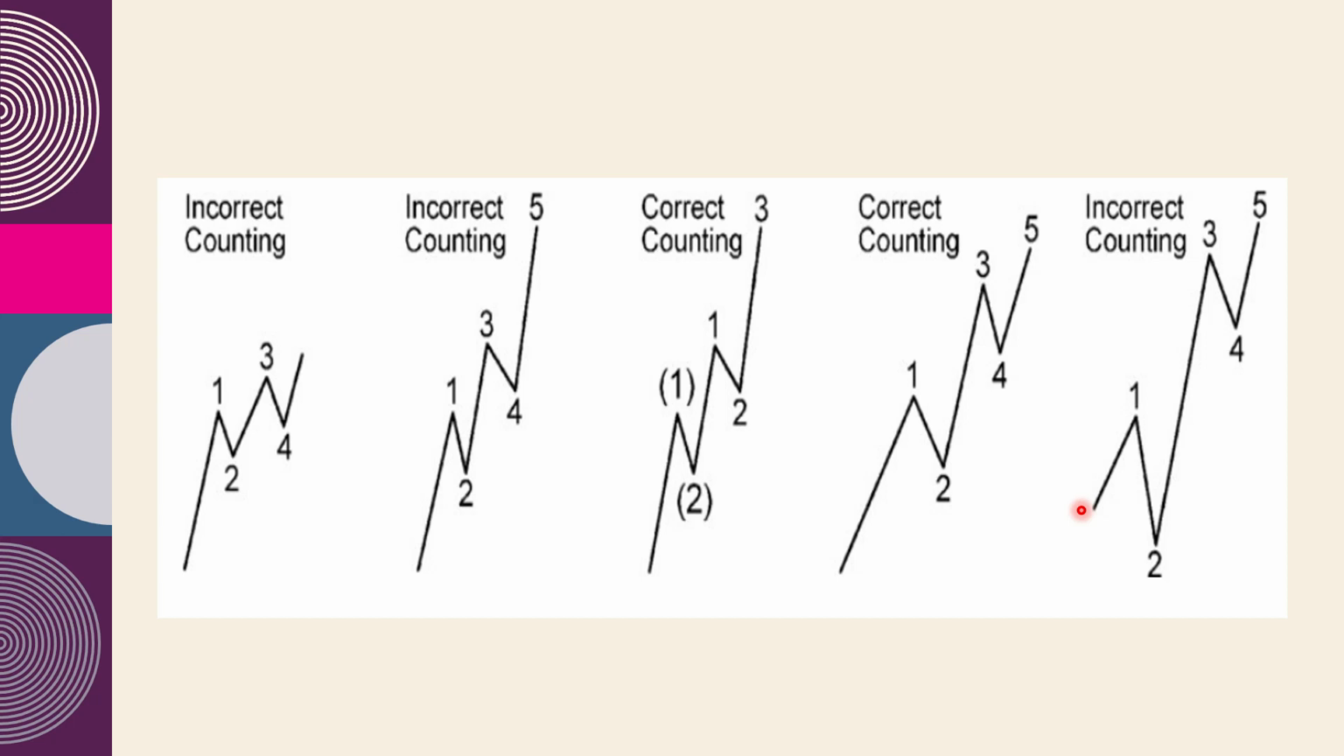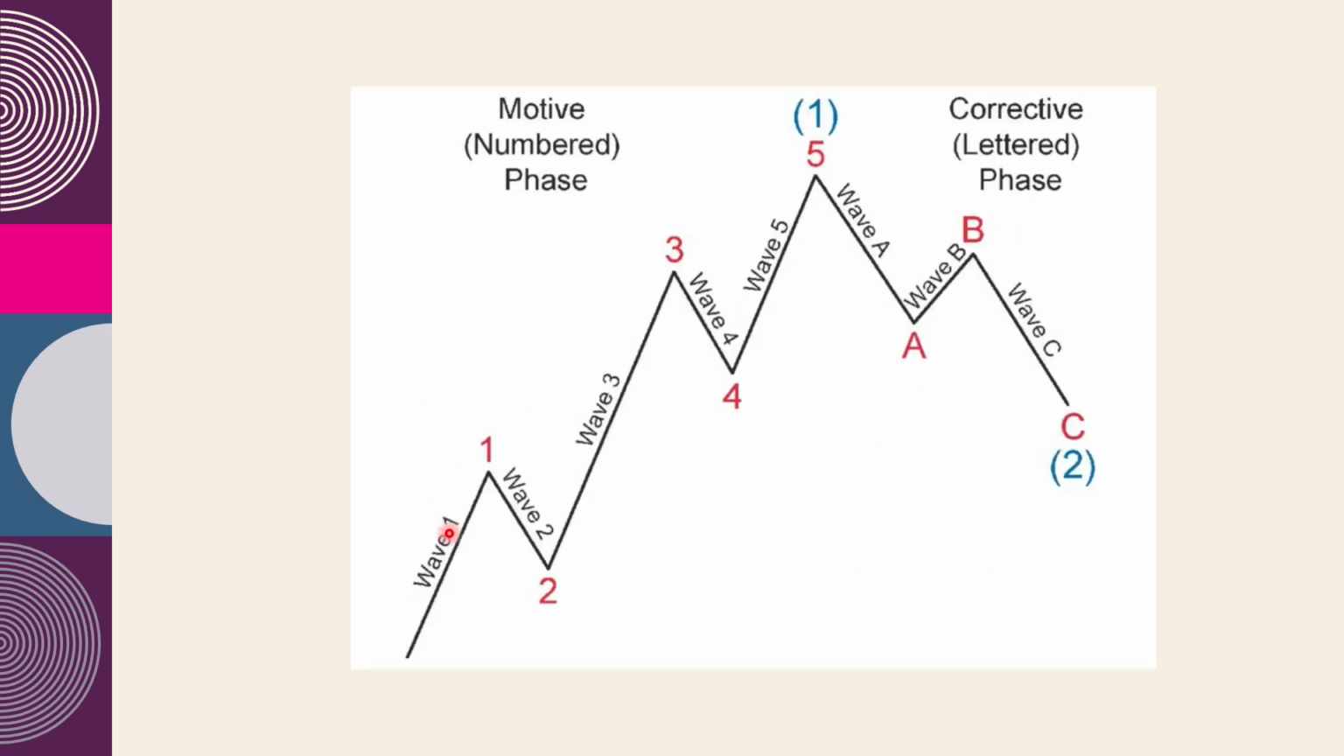In an impulse wave, wave 1 and 5 are always motive waves, that is either impulse or diagonal. What is impulse? We know the rules for impulse. What is diagonal? We are going to see the rules for diagonal in a short while. While wave 3 is always an impulse wave. Can wave 3 be a diagonal wave? No. It's always an impulse wave.